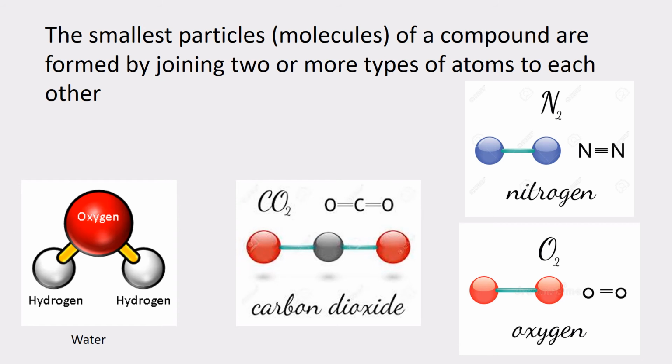Now we'll see some more examples. See here water, then next carbon dioxide. In carbon dioxide, one atom of carbon is joined with two atoms of oxygen. And next nitrogen. In nitrogen, two atoms of nitrogen are joined together and N2 is formed. Next O2, two atoms of oxygen are joined together.